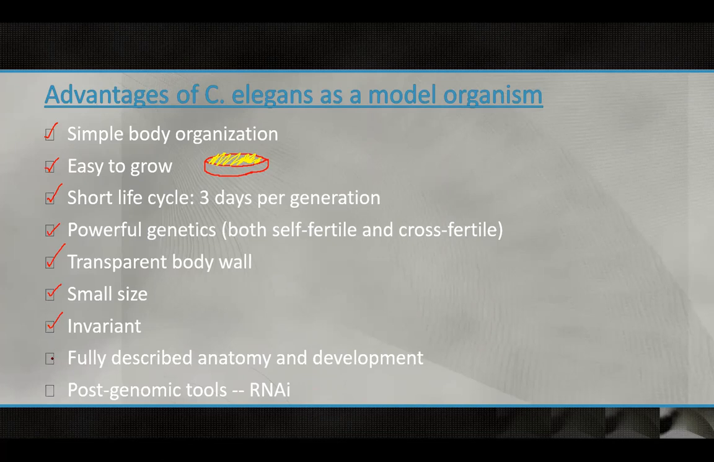Anatomy as well as development can be fully described, and the first RNA interference technology is also based upon C. elegans, so that C. elegans can be effectively modified.